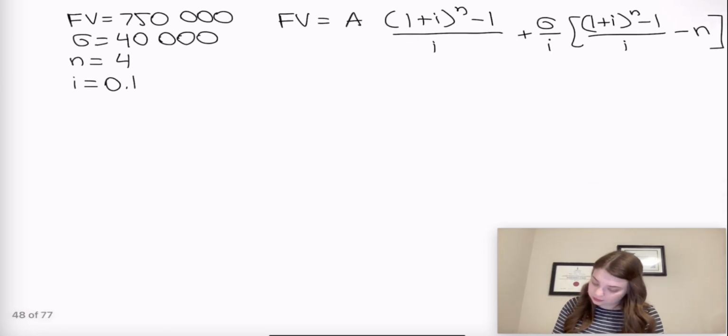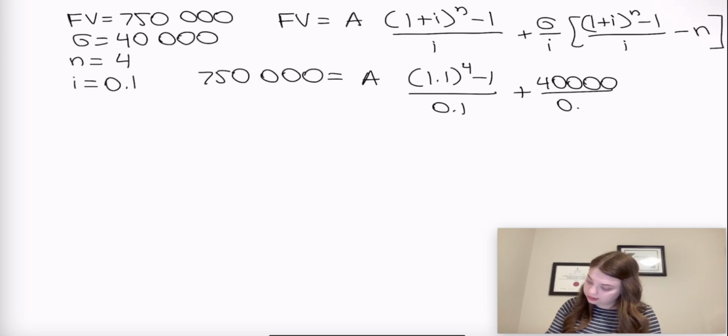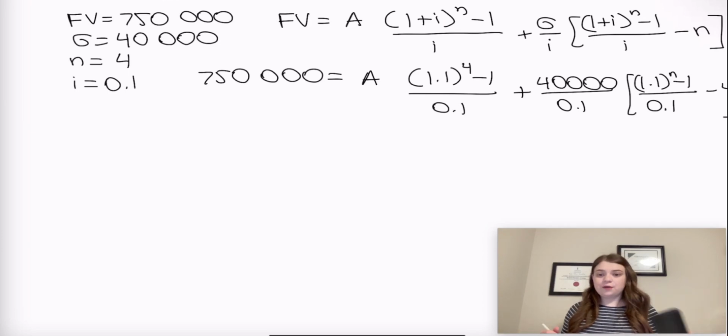So therefore, the future value of $750,000 is equal to A times (1.1 to the power of 4 minus 1) all over 0.1, plus 40,000 over 0.1 times ((1.1 to the power of n minus 1) over 0.1 minus n, which is 4). Okay, so now let's figure out what this is.